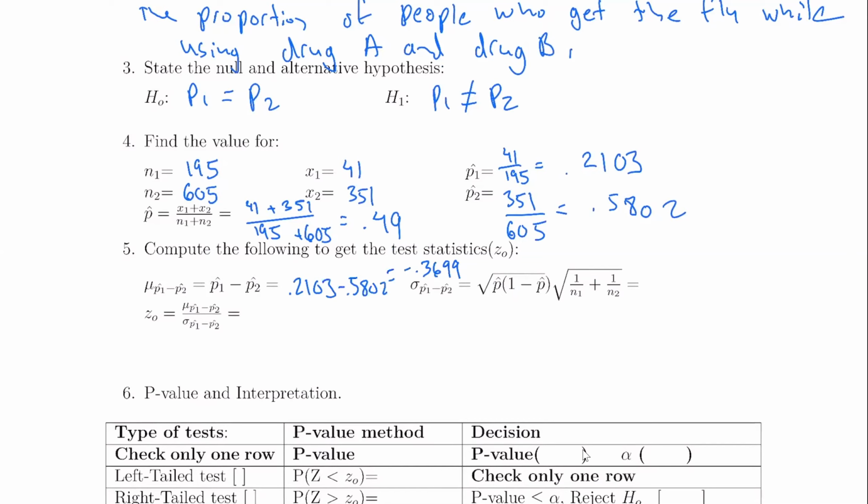All right, so let's do the standard error. To calculate the standard error, we say the square root of 0.49 times 1 minus 0.49, multiplied by the square root of 1 divided by N1, which is 195, plus 1 divided by N2, which is 605. So let's go and do that problem.